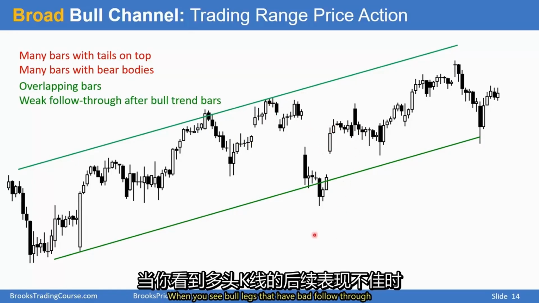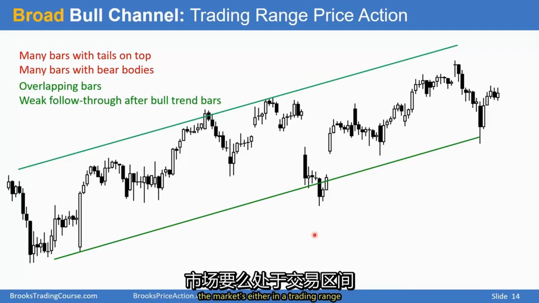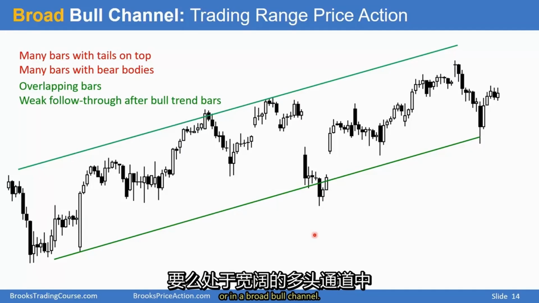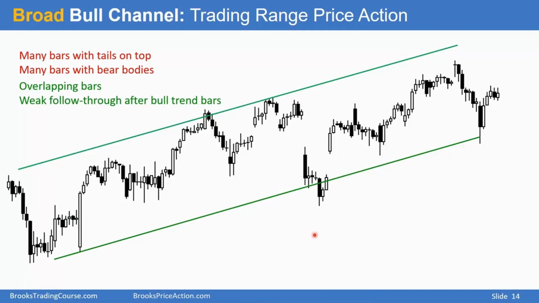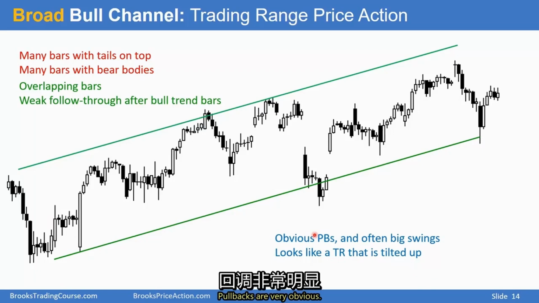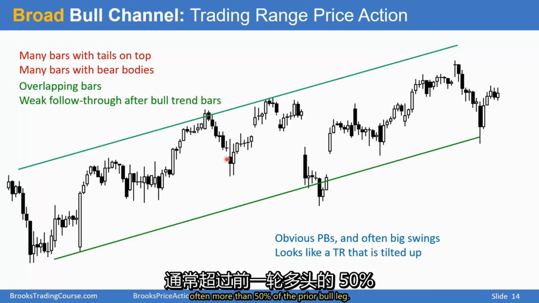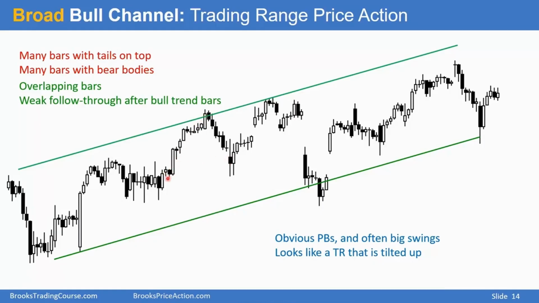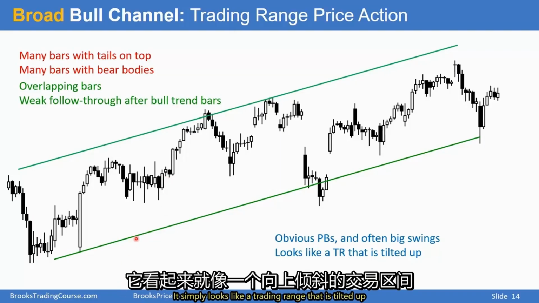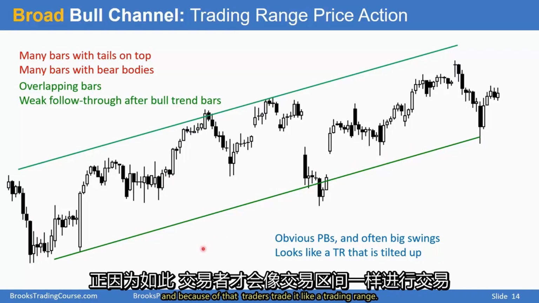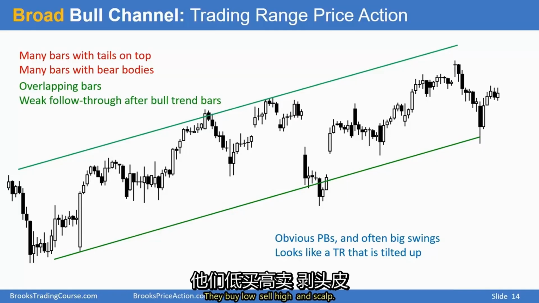When you see bull legs that have bad follow-through, the market's either in a trading range or in a broad bull channel. Pullbacks are very obvious. They last many bars and they fall for a lot of points, often more than 50% of the prior bull leg. It simply looks like a trading range that is tilted up. And because of that, traders trade it like a trading range. They buy low, sell high, and scalp.